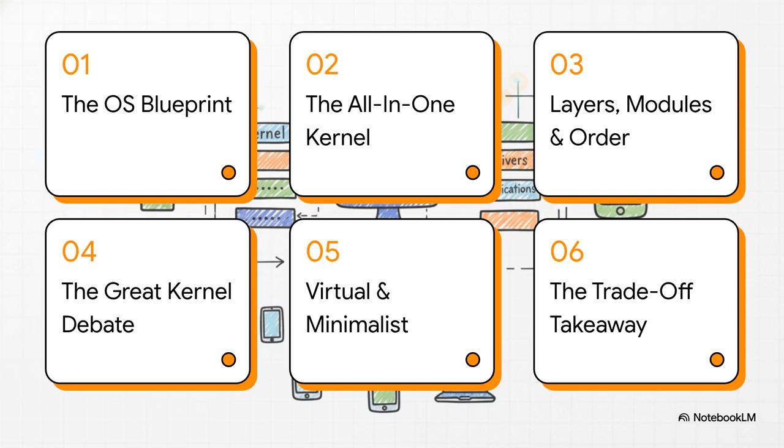So here's the plan. We're going to start with what an OS blueprint even is. Then, we'll journey from the very first messy all-in-one designs to more organized approaches like layers and modules. We'll get into the middle of the great kernel debate, check out some really wild virtual and minimalist designs, and then wrap it all up with the single most important lesson from all of this.